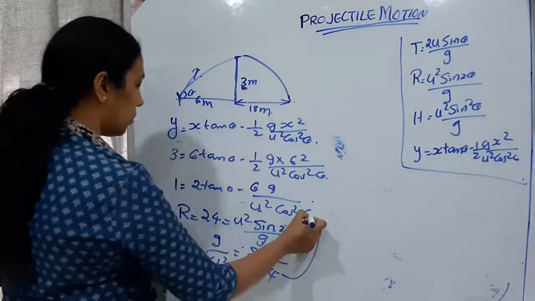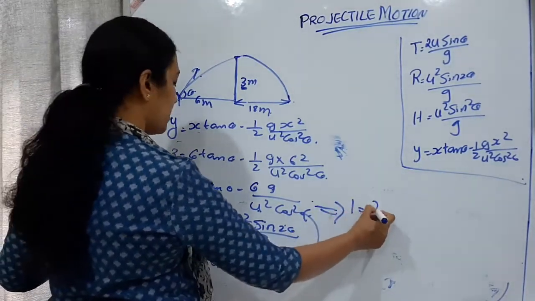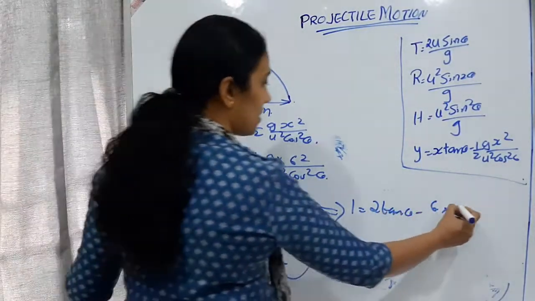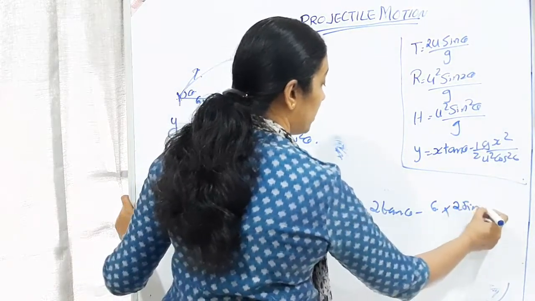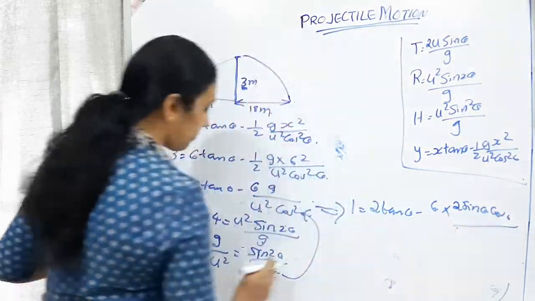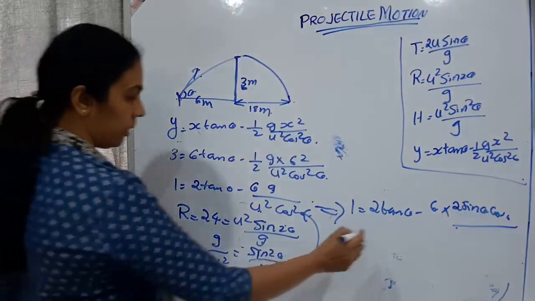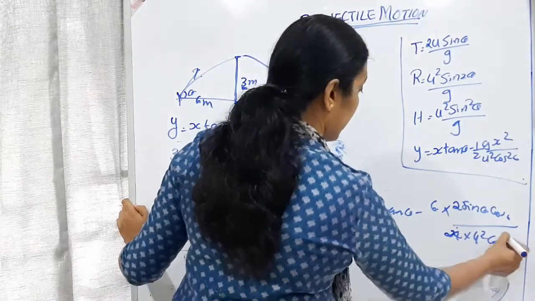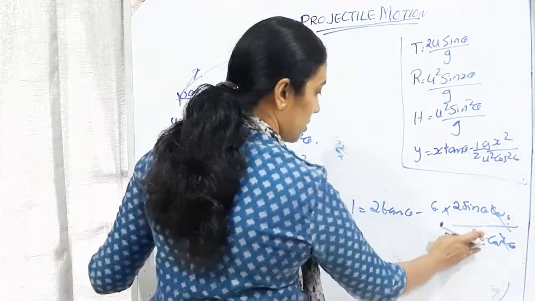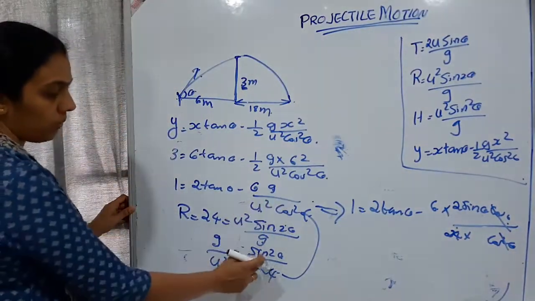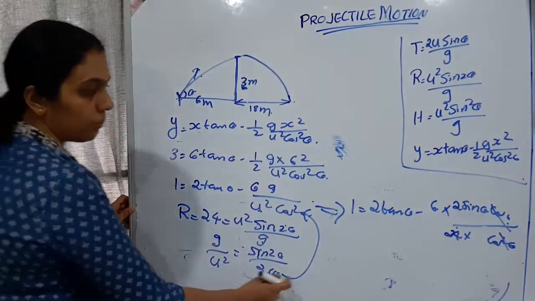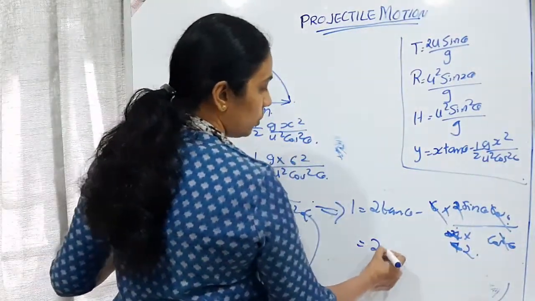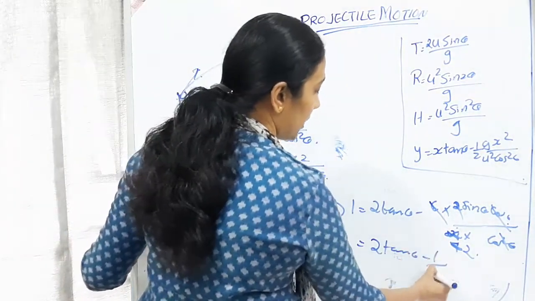So we substitute over here, and we will get 1 equals 2 tan theta minus 6 into g by u square, which is sine 2 theta, that is 2 sine theta cos theta, divided by 24 into u square cos square theta. Okay, cos theta we will get; u square is not there because instead of g by u square we substitute sine 2 theta divided by 24. So here we will be getting it as 1 by 2. Therefore, 2 tan theta minus 1 by 2 tan theta.